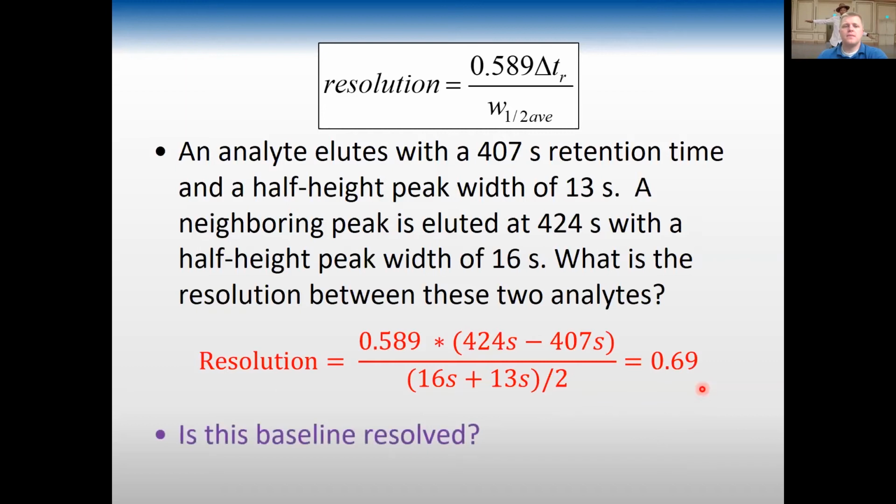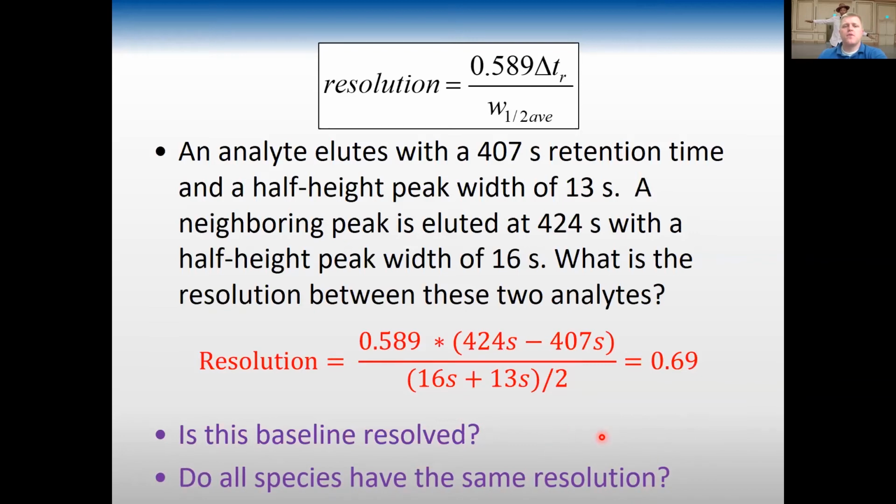Is this baseline resolved? No, it's not baseline resolved. With this resolution, you might barely be able to tell there's two peaks present if you've been looking at chromatograms enough. Next question, do all of the species have the same resolution?